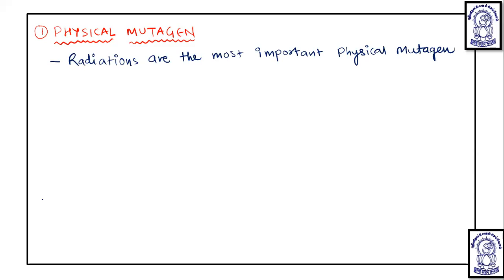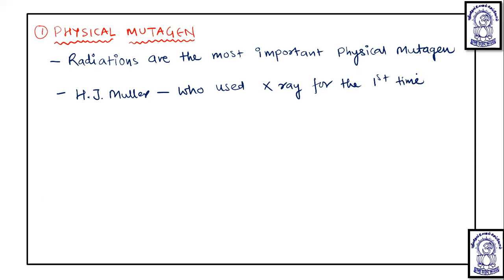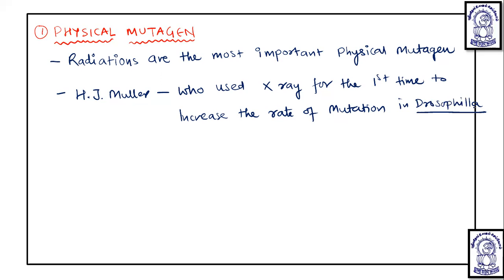In this, H. J. Muller was the scientist who used X-ray for the first time to increase the rate of mutation in Drosophila.